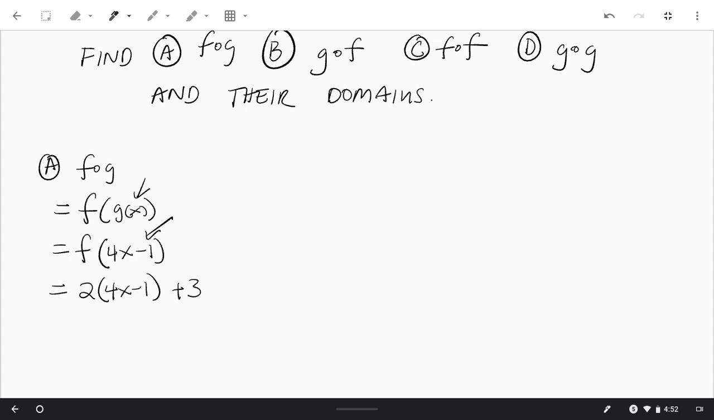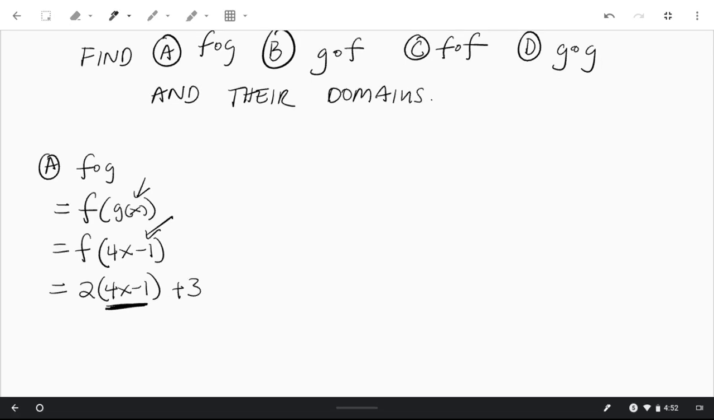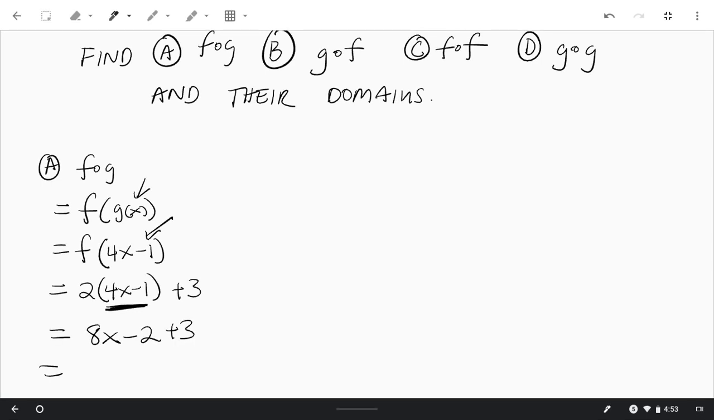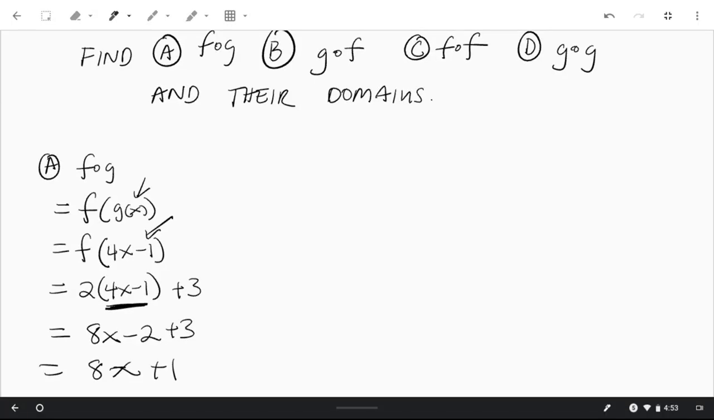So that's why the f function says 2x plus 3, and I replace the x here with 4x minus 1. Let's go ahead and work that out: 8x minus 2 plus 3, and that gives us 8x plus 1.